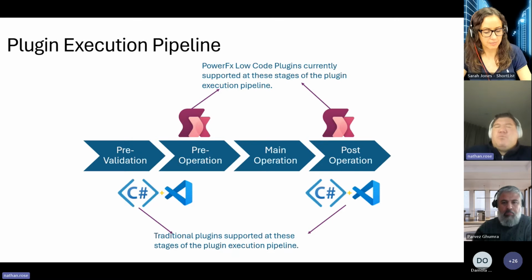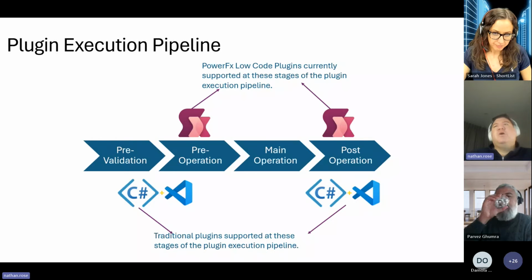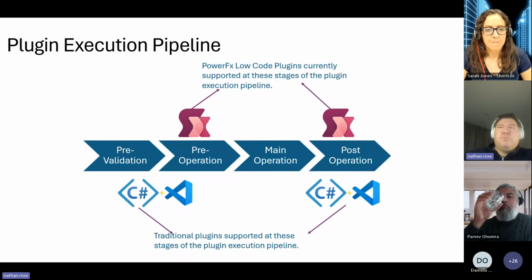I did have a chat with a pro dev friend of mine who said that most plugins tend to run either pre or post operation. They don't use pre-validation very much. But your traditional plugins that you'd write in C# can run pre-validation or operation or post-operation. The low-code plugins can run pre-operation or post-operation.